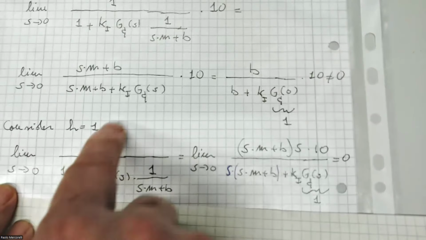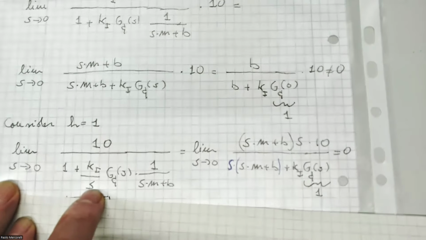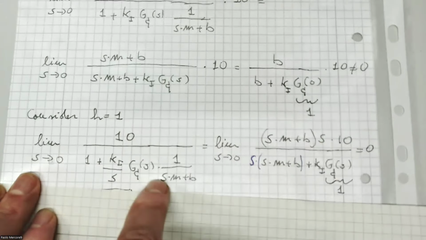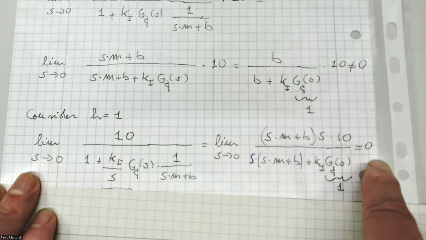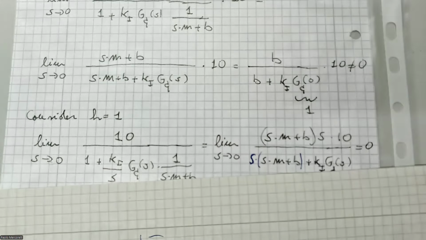Consider now k equal to 1. If I redo the calculation, we will see, because we have an s here, we have an s in the numerator. If I do the calculation, I will obtain 0. This is analytically why we have an integral in the velocity control. The practical reason, Tamo, is we need in the open loop an integral.